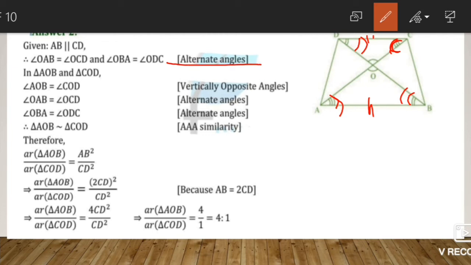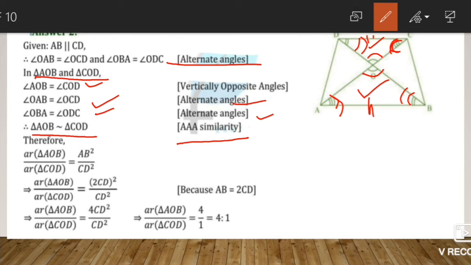Now if you take the triangles AOB and COD, angle AOB is vertically opposite to COD, so they are equal. Similarly, OAB is equal to OCD, alternate angles as I have explained. OBA is equal to ODC, again alternate angles as I have explained. So you can use AAA similarity and say that triangle AOB is similar with triangle COD.